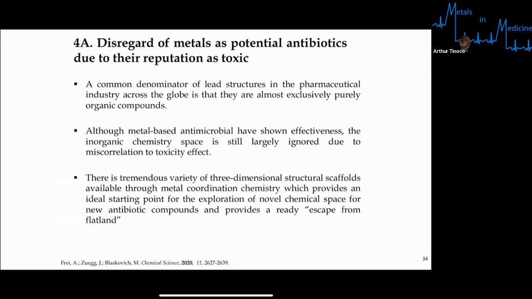All right. So as I mentioned, there is generally a disregard for metals in terms of their potential as antibiotics because of this belief that metals are toxic, right? So you have a common denominator of lead drugs, lead structures of the pharmaceutical industry across the globe, almost exclusively organic in nature. So although metal-based antimicrobial compounds have shown effectiveness, the inorganic chemistry space is still largely ignored due to that miscorrelation to toxicity effect.